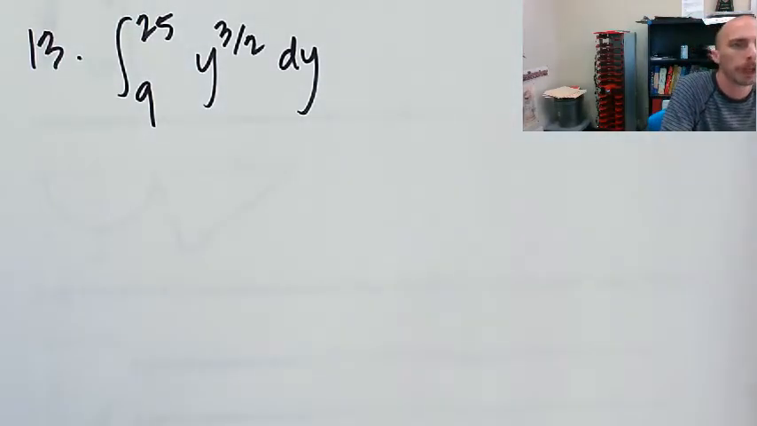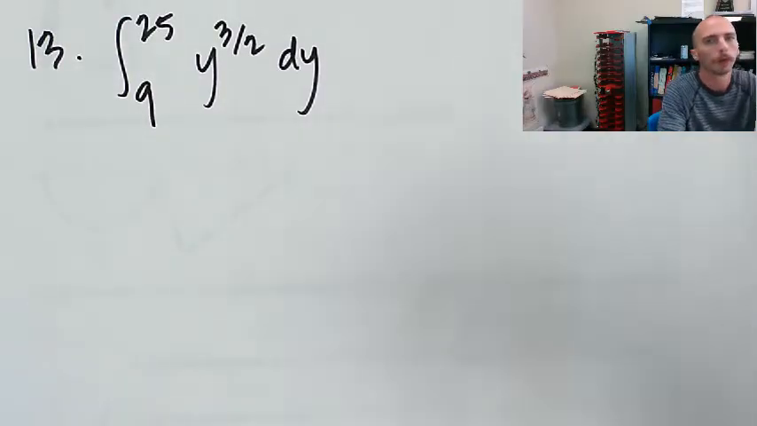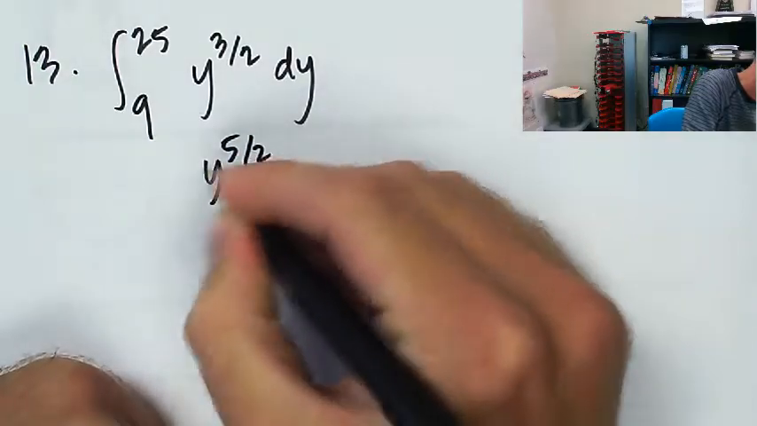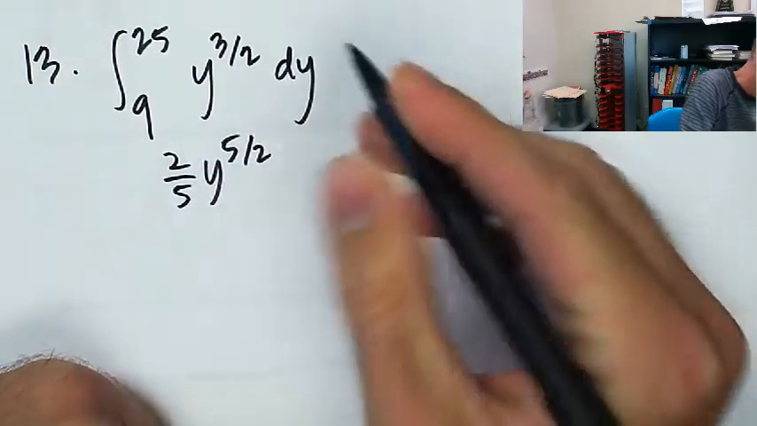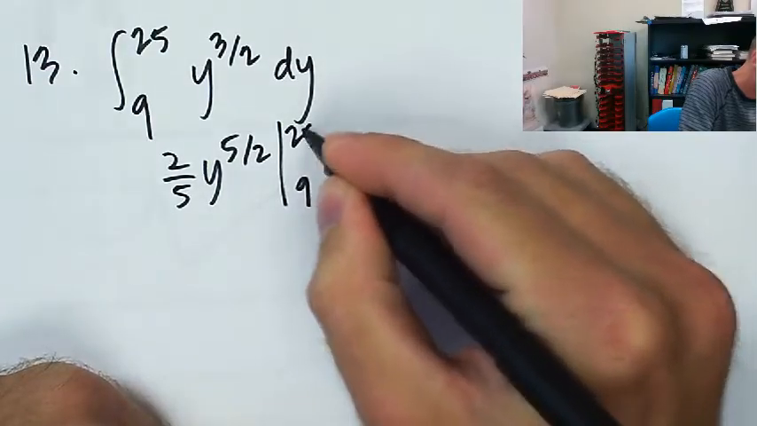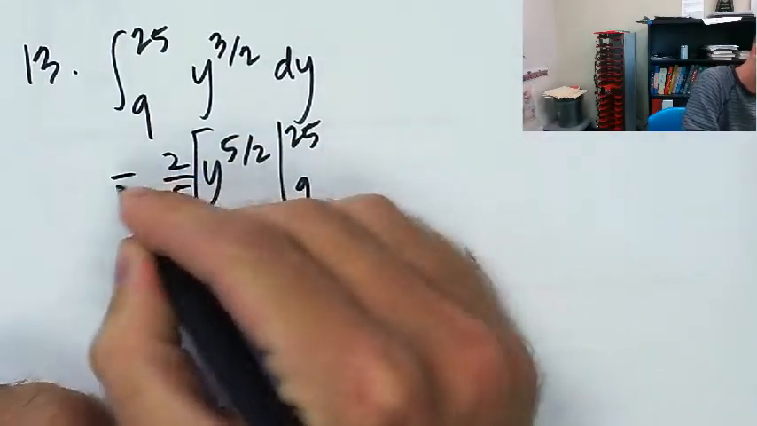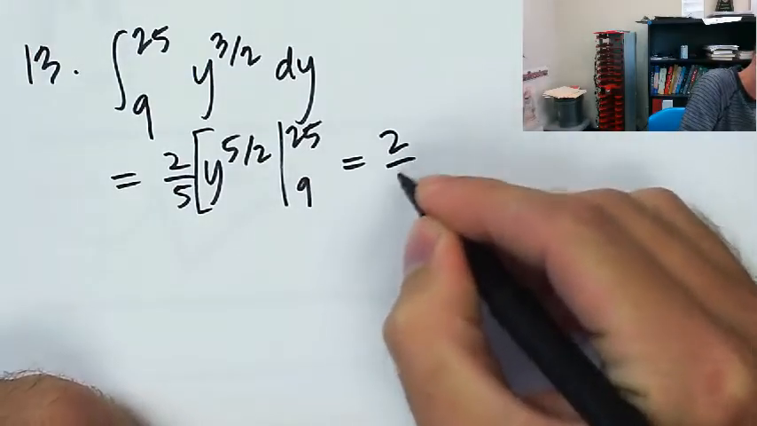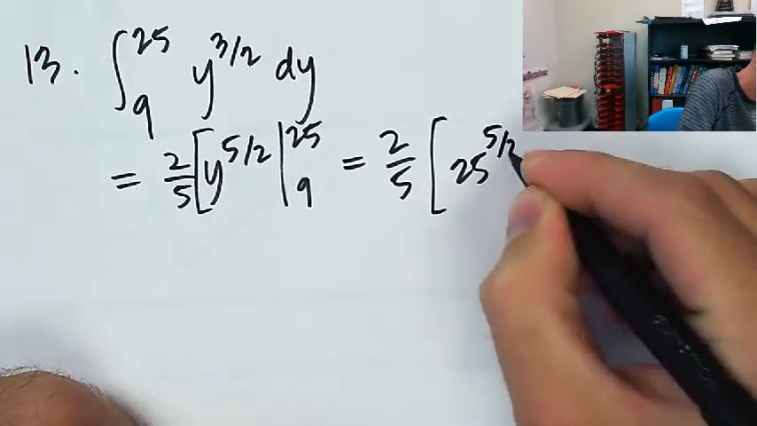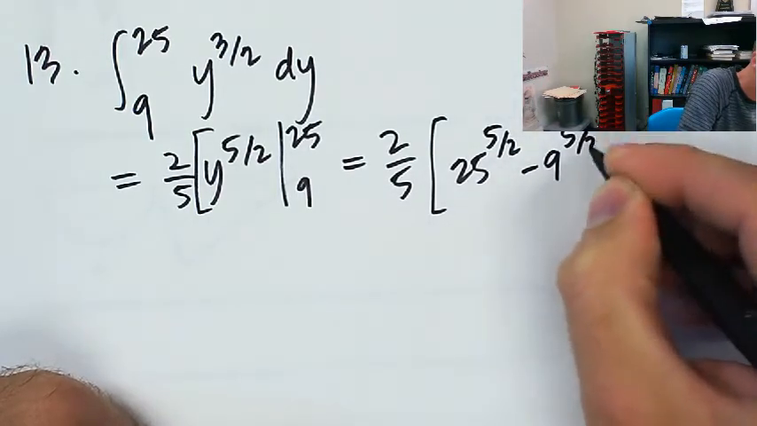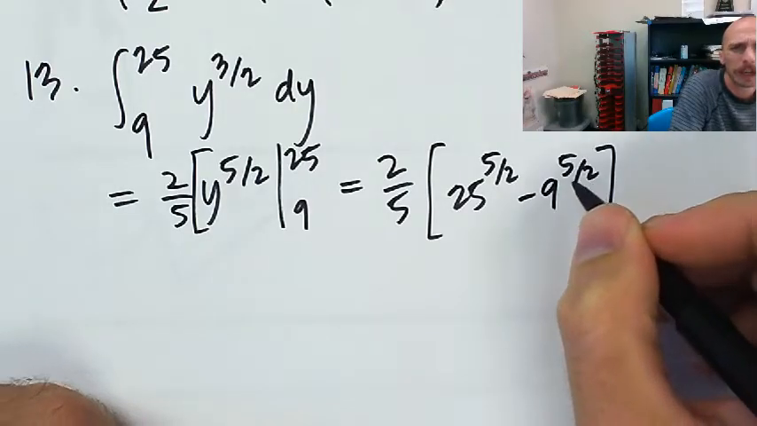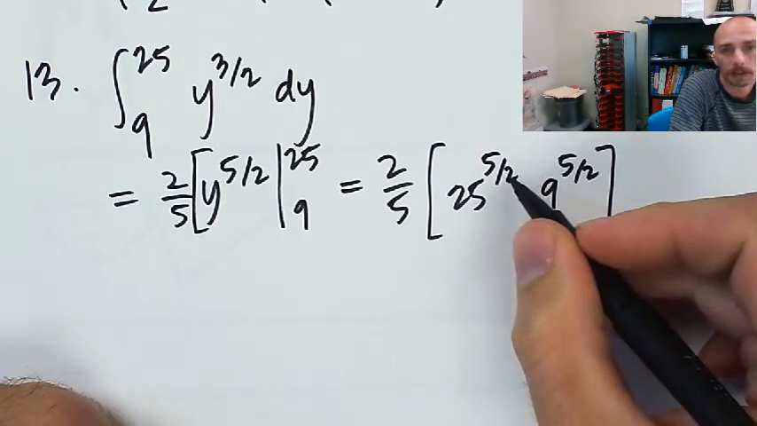Okay, number 13, integral from 9 to 25 of y to the 3 halves dy. We're going to antidifferentiate y to the 3 halves. We're going to add 1 to the power, divide by the new power, and we're going to let that run from 9 to 25. And you could definitely say that was 2/5 of 25 to the 5 halves minus 9 to the 5 halves. And I might end up needing to stop there because I'm thinking, I don't know what 5 to the 5 is.